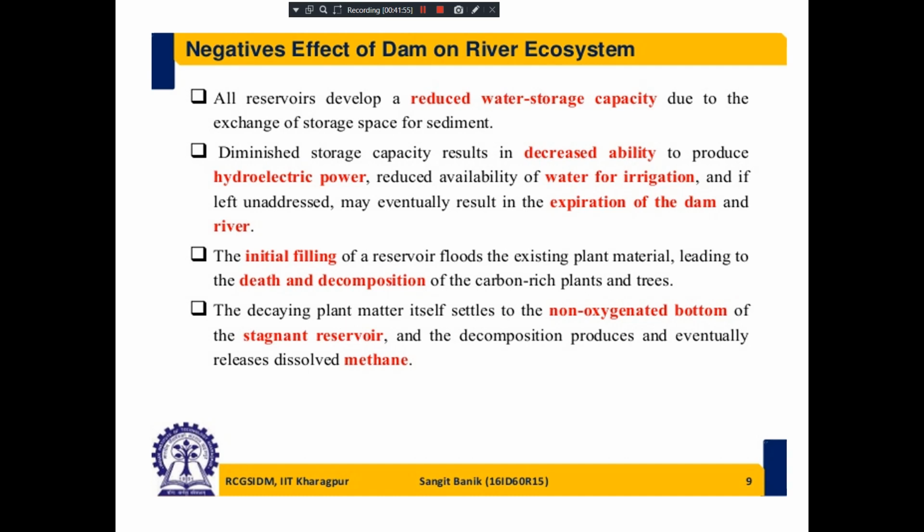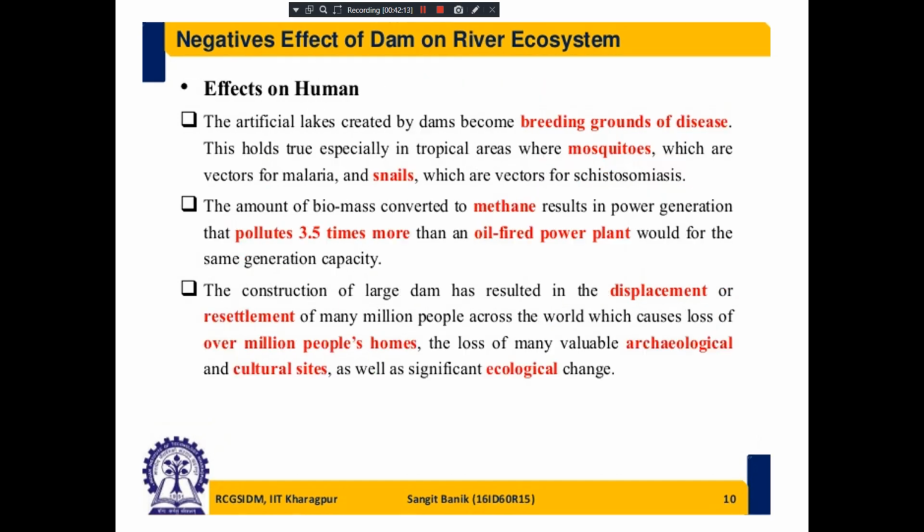Then when they deteriorate or decompose, the plant materials release one dissolved gas, that is methane. Methane gas is released, and again it is very dangerous to the environment. We have the effect on human beings also.